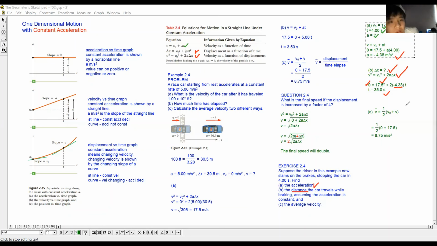Any questions? No? Then the last part: they ask us to find the average velocity. It will be easier to use half of the final velocity plus the initial velocity. This is the easier way. Of course, you can also use what I said earlier, the total displacement divided by the total time taken, but I prefer this one. Easier. Any questions so far?